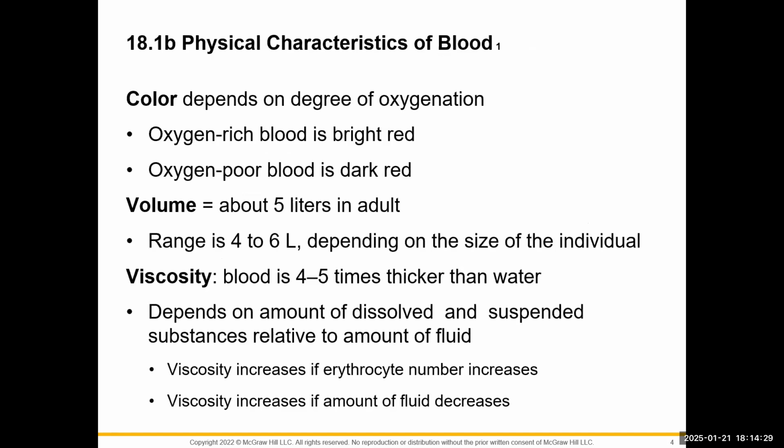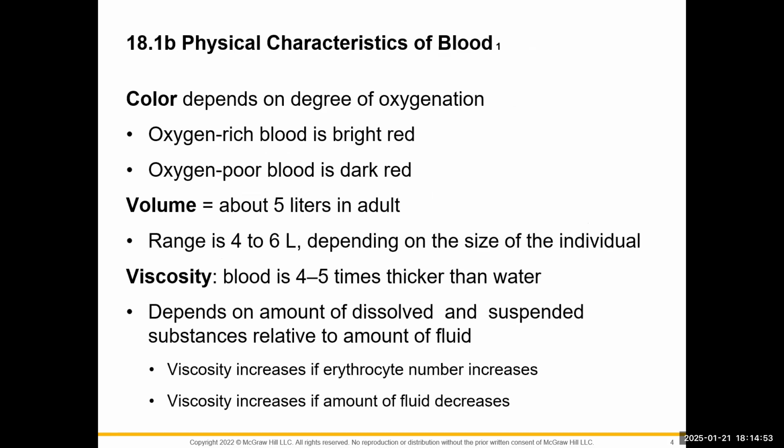So the next part of the bloodstream that I want, or blood, is going to be the physical characteristics, what you see when you're looking at blood. So the first one, of course, is the color. And the color has to do with how much oxygen is actually in your bloodstream. All right. So the degree of oxygenation is going to determine the color of your blood.